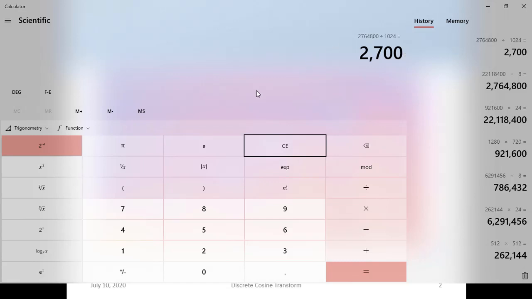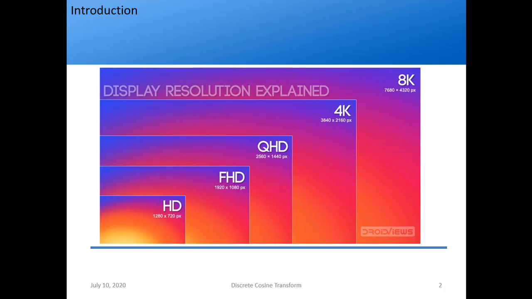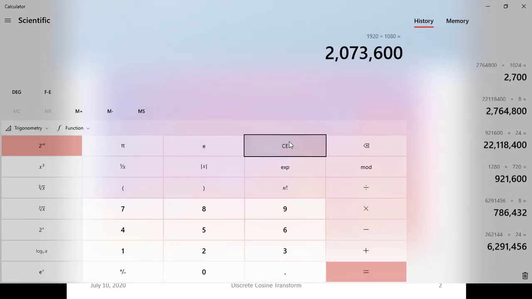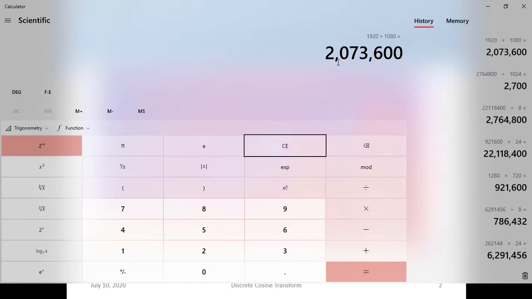So let's take a simple HD image. Let's take full HD, because that is what we are usually concerned with. So let's take 1920 by 1080. These are the pixels, and these pixels themselves are in millions. Into each color, which represents 8 bits. So 3 colors, RGB, 24 bits.